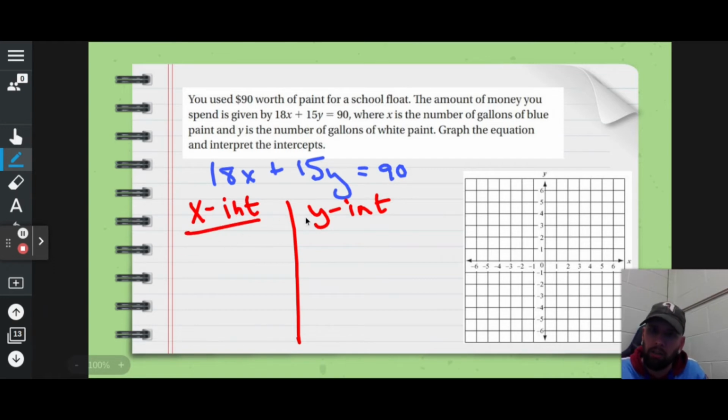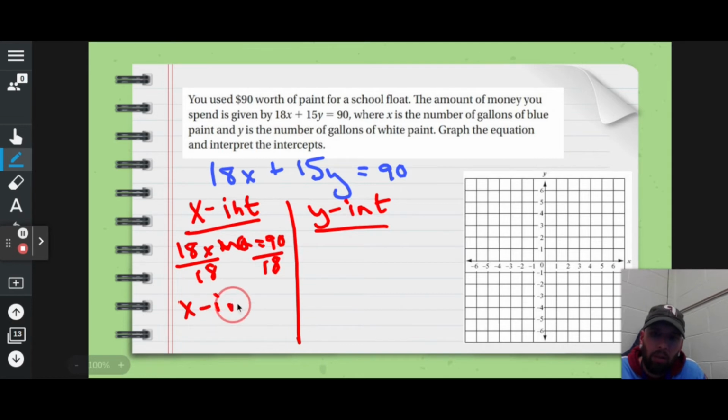All right, so let's do this. The way I find an x-intercept is I pretend that y is 0. If I pretend that y is 0, I get 18x plus nothing equals 90. So you're gone. I divide both sides by 18. My x-intercept is 5.